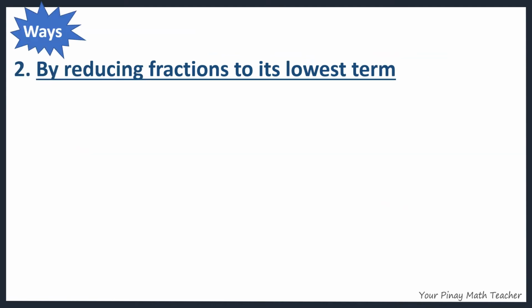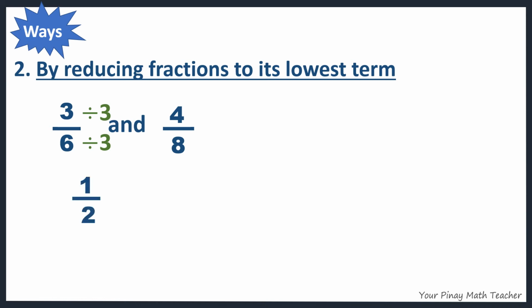Second way, by reducing fractions to its lowest term. To reduce a fraction, you simply divide both numerator and denominator by the same number. For example, 3/6 and 4/8. 3 and 6 can still be divided by 3. So 3/6 is reduced to 1/2.